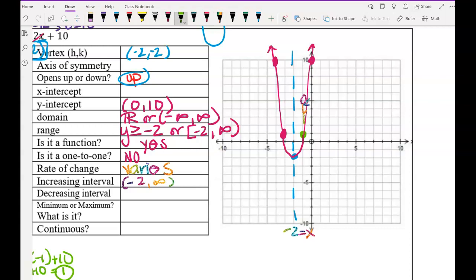And then decreasing is when we can slide down, wee, right? So it's going to be negative infinity, comma, negative 2. Your vertex is going to be a lowest point, so that's a minimum. And that y value right here is going to be a negative 2 and is definitely continuous.